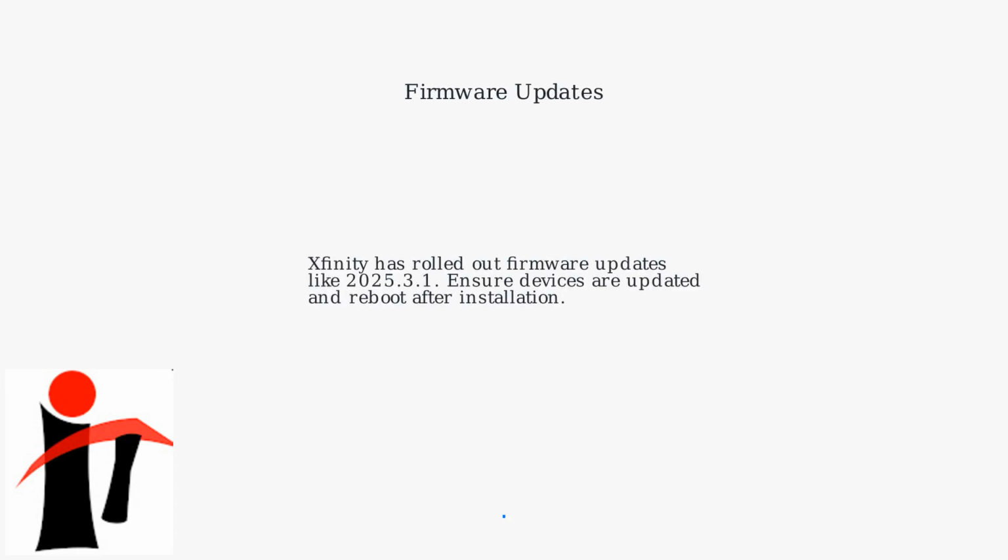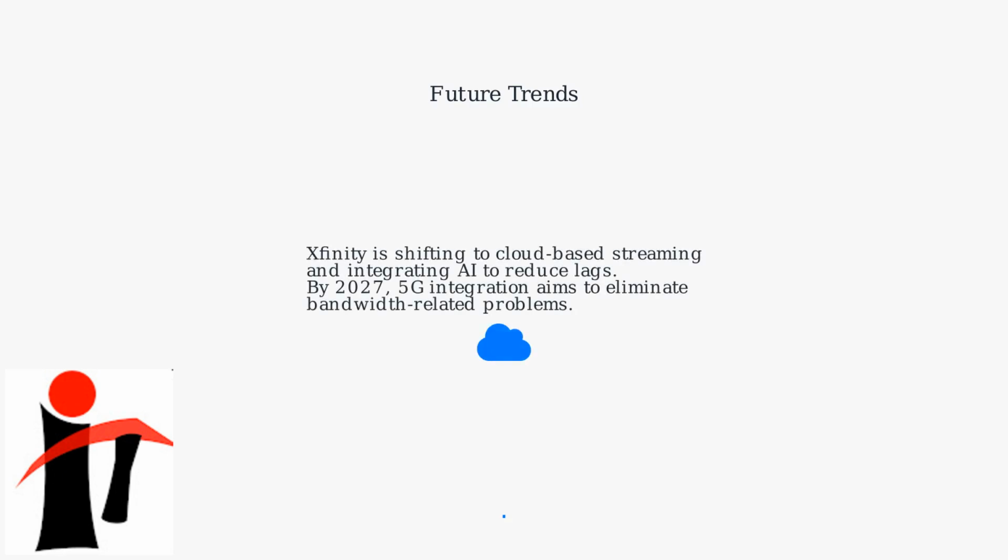Xfinity has rolled out firmware updates like 2025.3.1 to address these problems. Ensure your devices are updated and reboot after installation. Looking ahead, Xfinity is shifting to cloud-based streaming and integrating AI to reduce these lags. By 2027, 5G integration aims to eliminate bandwidth-related problems.